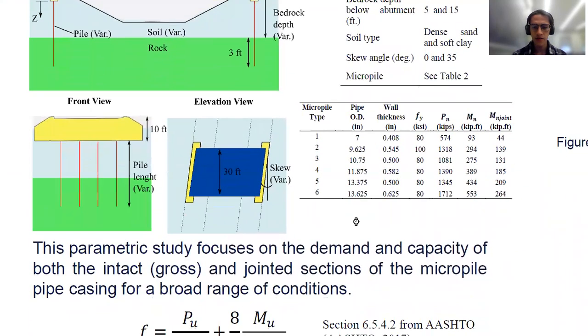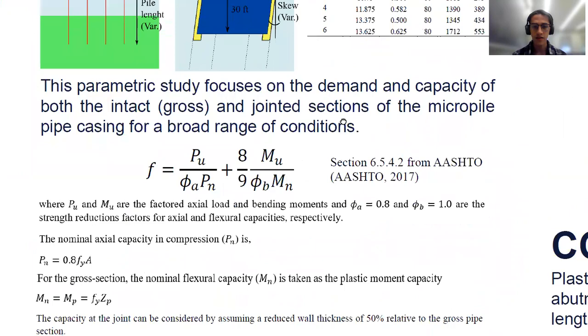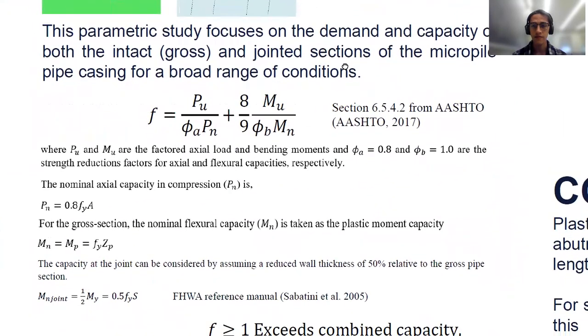Now, what we did is to assess the demand to capacity for these micropile sizes. That's represented, according to AASHTO provisions, by our parameter F, where we're showing just the interaction between axial and flexural loads. In this equation, Pu and Mu are our factored axial and bending loadings, while Pn and Mn are our nominal axial and flexural capacity.